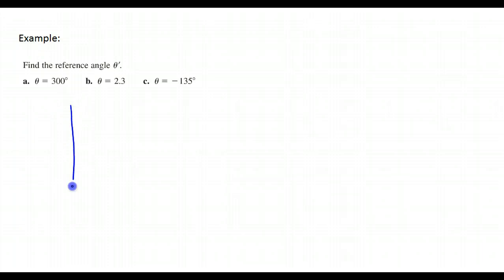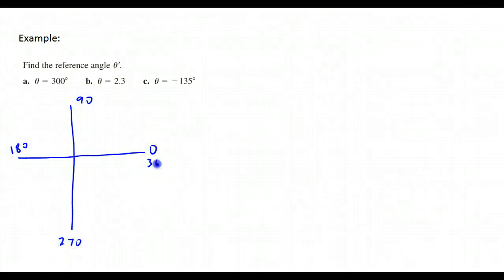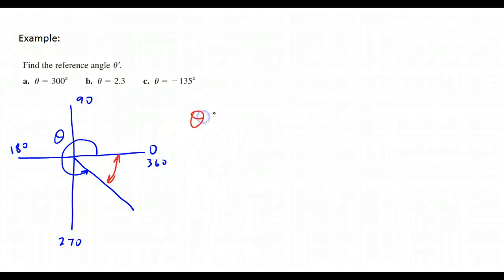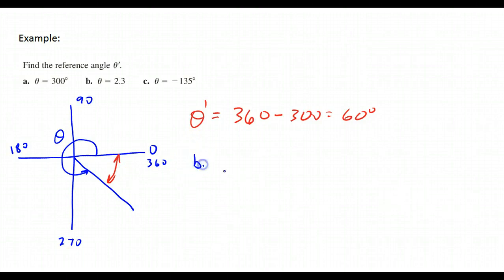Okay, well 300 degrees is between 270 and 360, because remember this is 0, 90, 180, 270, and 360. So 300 is somewhere in here. So there's theta. That means that our reference angle is going to be 360 minus 300, which is 60 degrees. Okay, how about problem B?